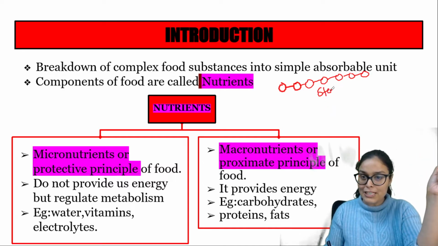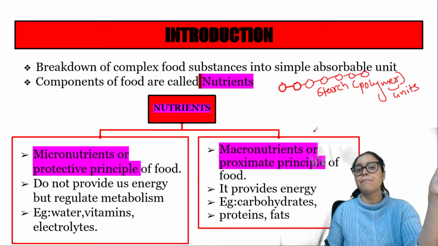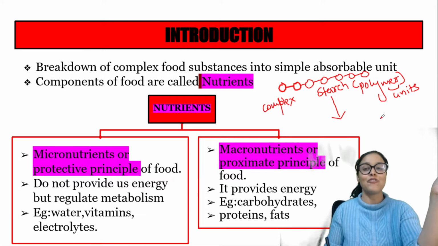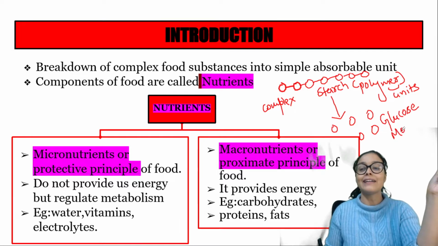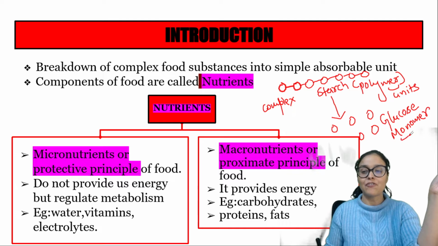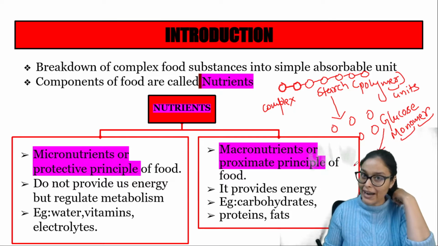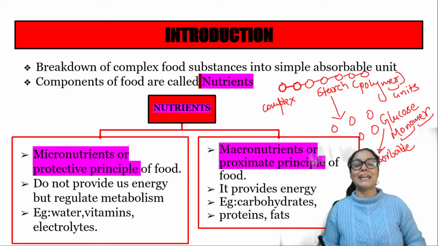So our aim is to convert this starch, which is a polymer. Polymer means made up of many units: poly means many, mer means units. So it is made up of many single units of glucose. We have to convert this complex polymer into the simplest form, the single monomer unit, which is known as glucose. The simplest absorbable unit, and the monomer of starch is glucose. Why? Because it is the absorbable form. We can absorb it.